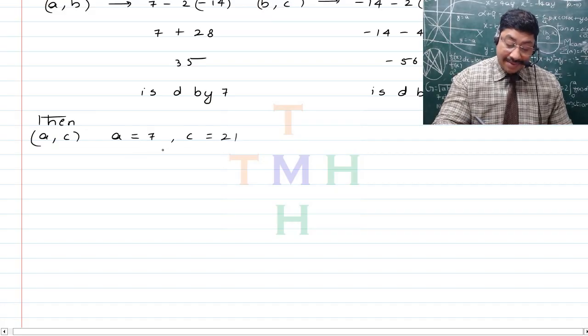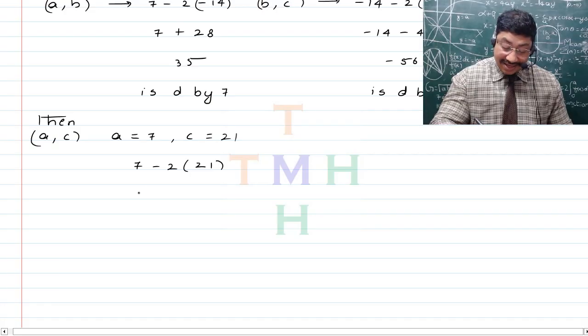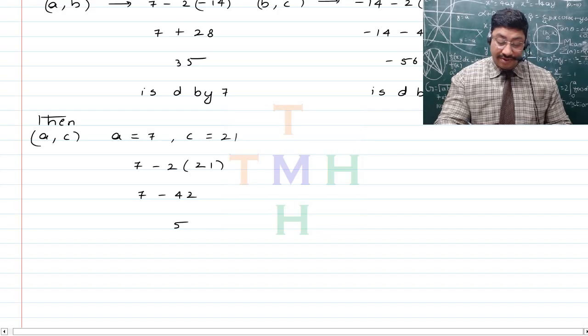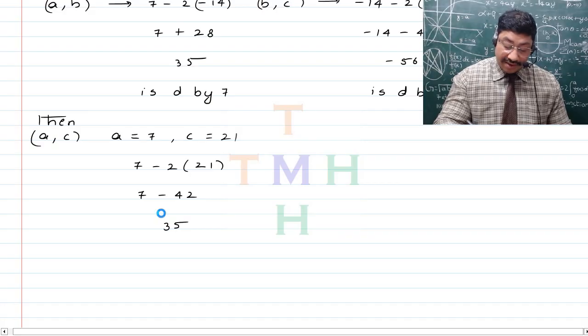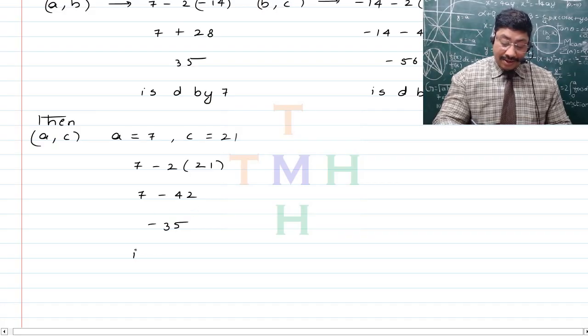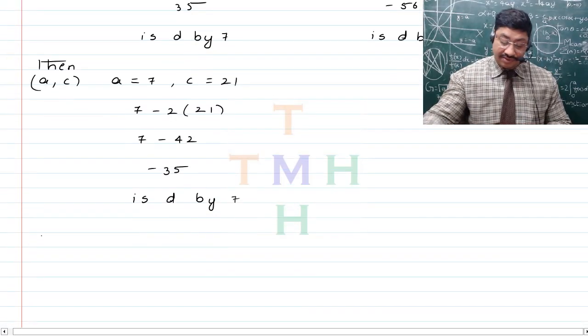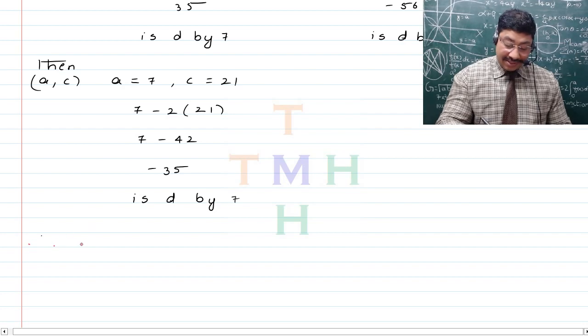So as such, a minus 2b will be the same as 7 minus 2 times 21, right? And that thus gives us 7 minus 42, right? 7 and 5 is 12, and then further we have 1 and 3 is 4, so we have 35, that too with a minus sign. Now this is divisible by how much? By 7, right? And therefore you can say that this relation is transitive.